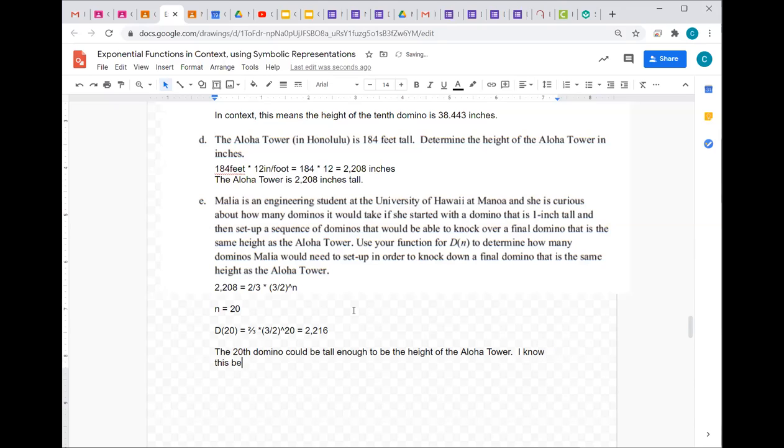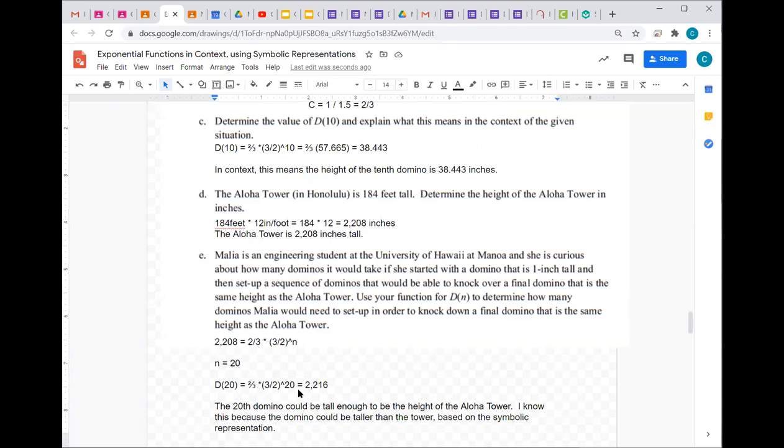I know this because the domino could be taller than the tower based on the symbolic representation. All right. So this question is a bit more in depth than the other, but notice the basics are the same, right? Once we know the constant ratio and the initial value, we can find any number of dominoes.